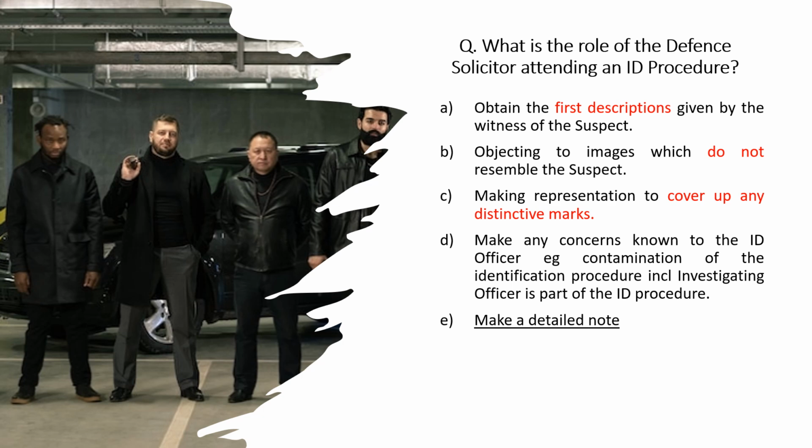Question: what is the role of the defence solicitor attending an ID procedure? This is summarised as follows. A, obtain the first descriptions given by the witness of the suspect. B, objecting to images which do not resemble the suspect. C, making representations to cover up any distinctive marks like a scar. D, make any concerns known to the ID officer, e.g. contamination of the identification procedure, and make a detailed note.